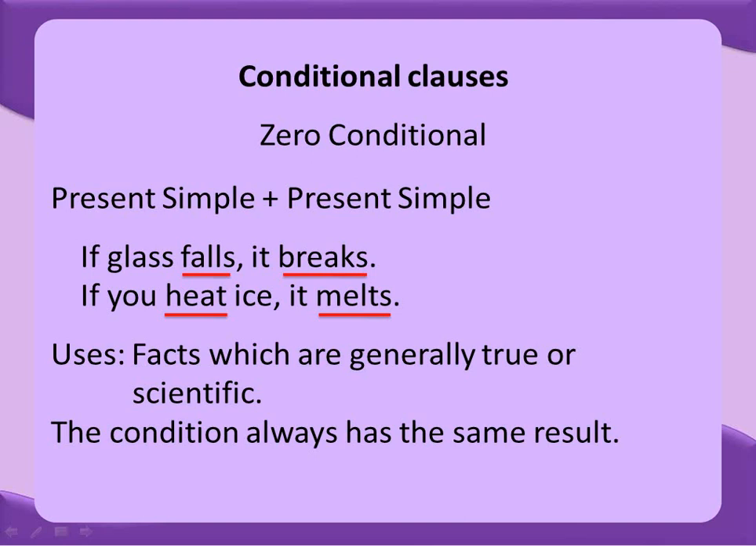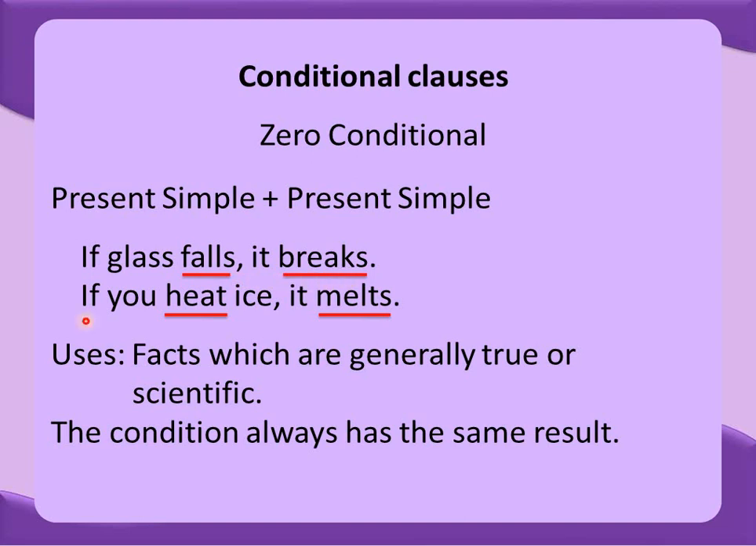We know that there are four kinds of conditional clauses: zero conditional, first conditional, second conditional, and third conditional. In all the conditional clauses, we have two sentences. One is the conditional clause and the other one is the main sentence. In zero conditional clause, both the condition as well as the results have simple present verbs. For example, if glass falls, falls is in simple present. It breaks, breaks is also in simple present.